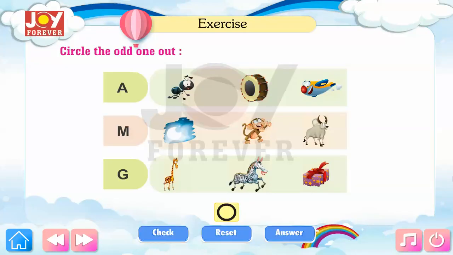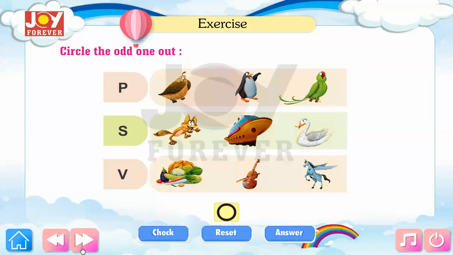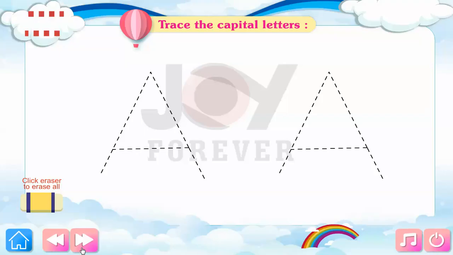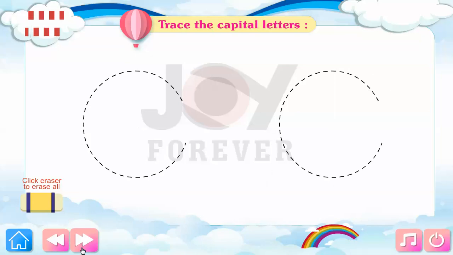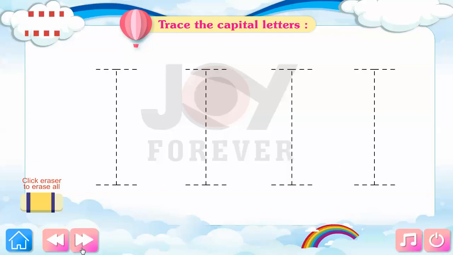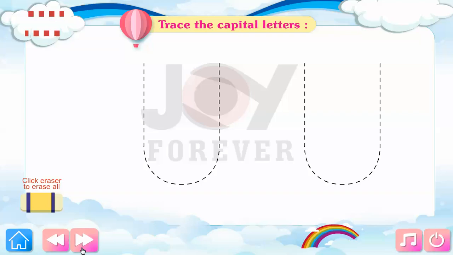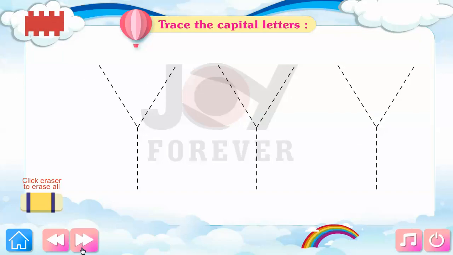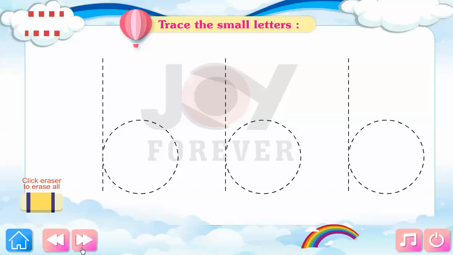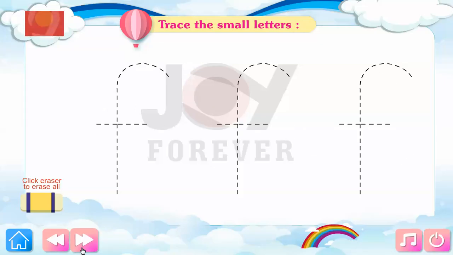Circle the odd one out. Trace the capital letters. Trace the small letters.